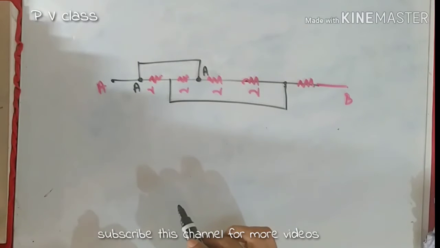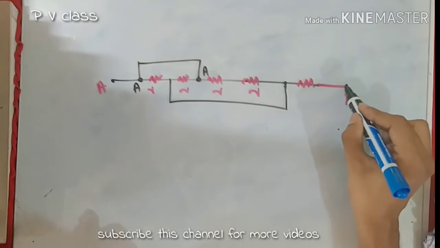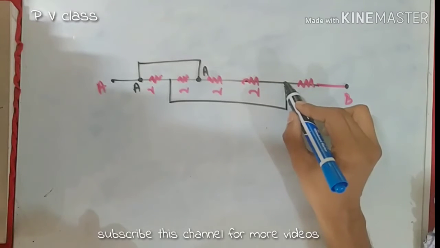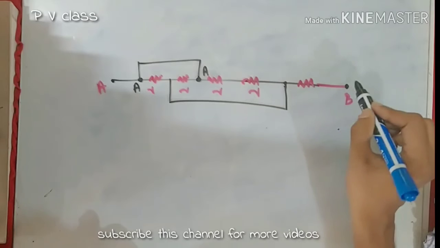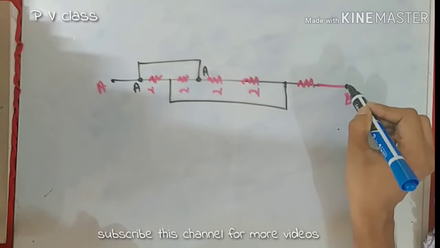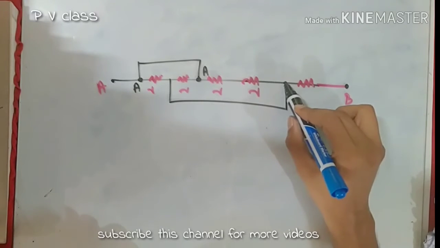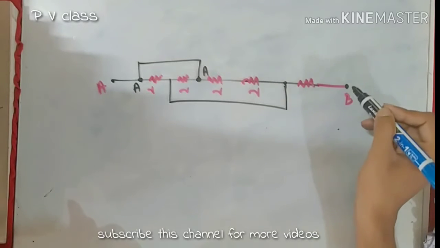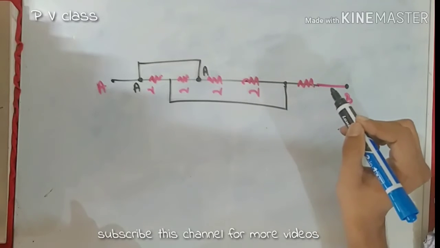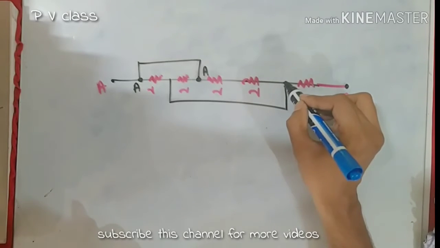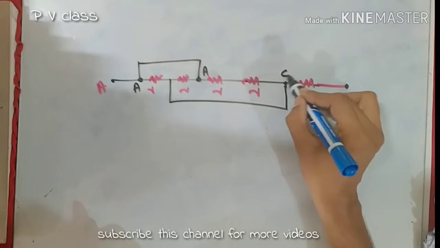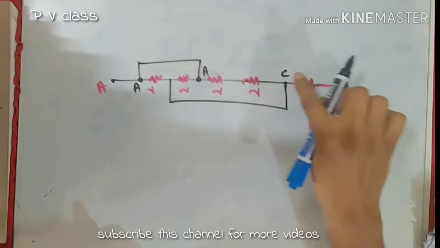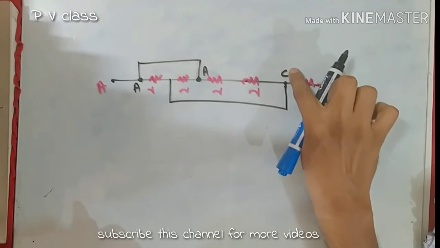Clear? And this point's potential is B. Can I say this point's potential is B? No. We cannot say the potential over here is B because there is a resistance over here. If there is no resistance, we could say this potential is B. Therefore, I'll say this is another point, its potential is not same as that of B. It's another point with another potential. Let me call it C.